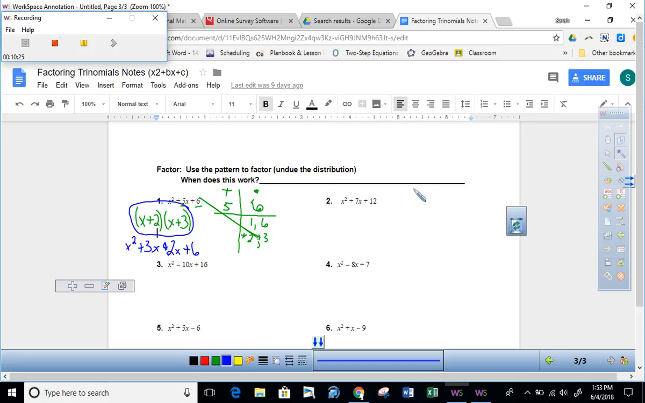Moving on to number 2. I want two numbers that will add up to 7, multiply to 12. Pause and try it on your own. Numbers that will multiply to 12 are 1 and 12, 2 and 6, 3 and 4. They all multiply to 12. 3 and 4 are the only ones that will add to 7. So my answer is going to be x plus 3 times the quantity x plus 4. That's my answer.